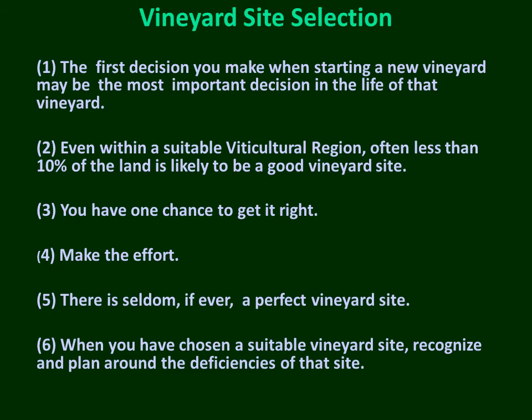Which brings up number 6. When you have chosen a suitable vineyard site, recognize and plan around the deficiencies of that site, because there's likely to be some, but you can work your way around them. You can adjust your plan for the vineyard around the deficiencies of a vineyard site as long as that site is a reasonably decent one.